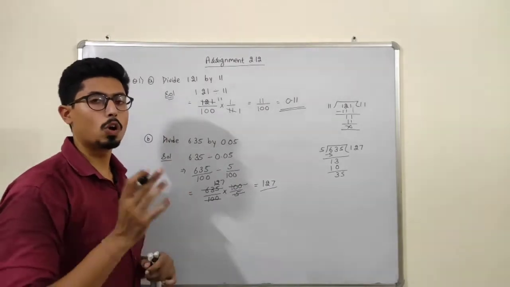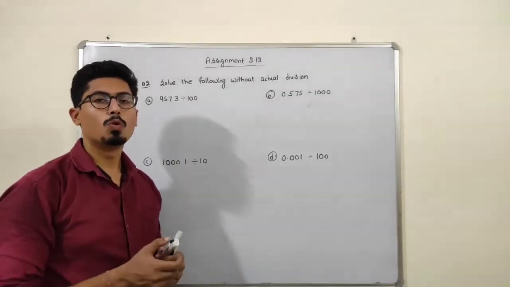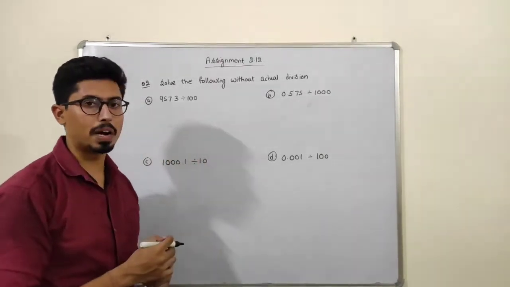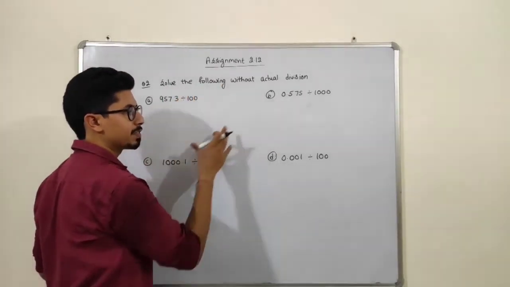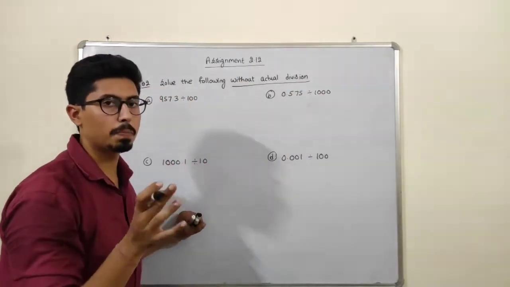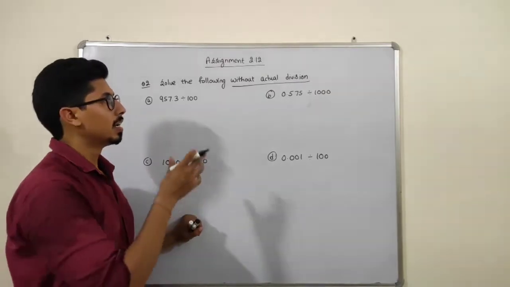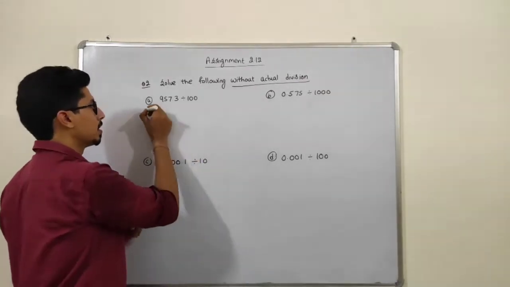Okay, students. So I hope all of you understand the question number first. Now moving forward to the question number second, students. Question number second consists of 4 parts, in which we have to solve the following. We have to solve these 4 parts without actual division. That means we can't simply divide these two numbers. So without actual division, we have to find the answers. So the question number second, first part.